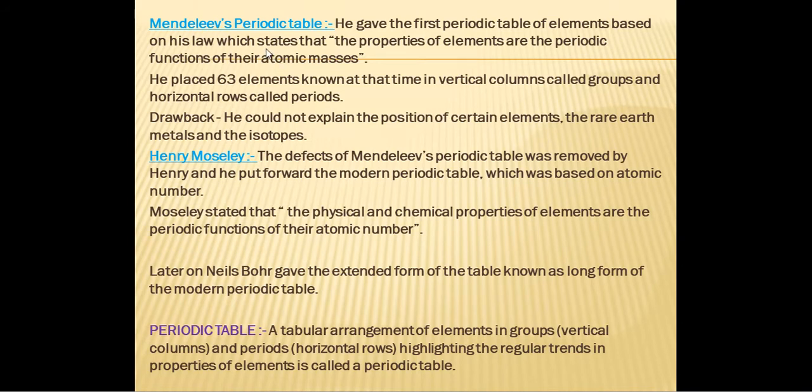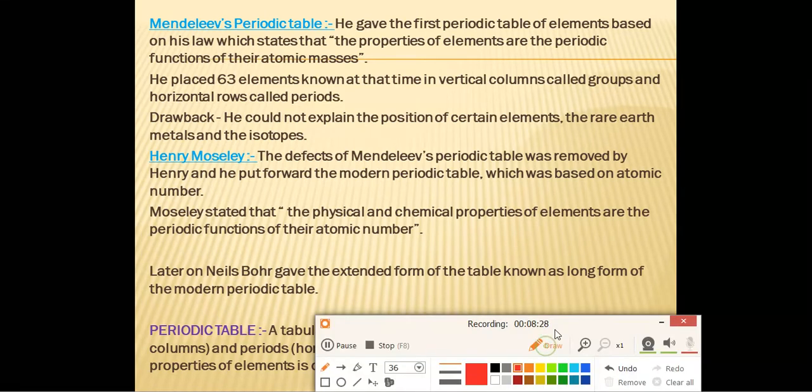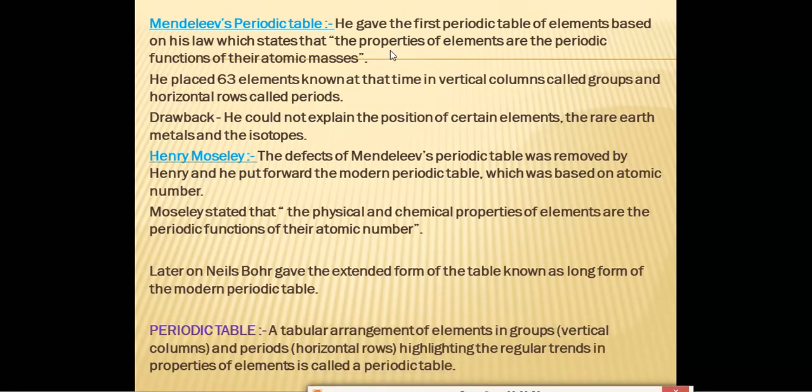The first periodic table which was there at that time was known as Mendeleev's periodic table, and it was given by Mendeleev. And what he stated was that the properties of elements are the periodic function of their atomic masses. This was a statement given by Mendeleev, that the properties of the elements are the periodic functions of their atomic masses. Means the properties of an element will depend on what? Will depend on atomic masses. This was the statement given by Mendeleev.